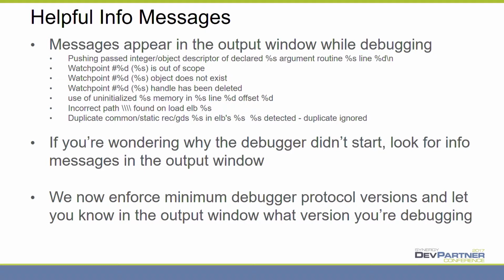There are some very helpful error messages that show up in the output window while you're debugging. One of them that's relatively recent is pushing past integer or object descriptors of a declared argument in some kind of routine at a particular line number. So if you're passing alpha data, ABC, into something that takes a decimal, there's a problem with that, right? How do you add ABC plus 1, 2, 3? Things go very, very wrong when that happens.